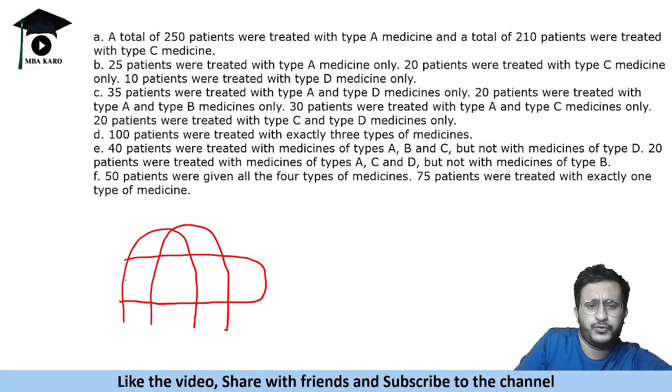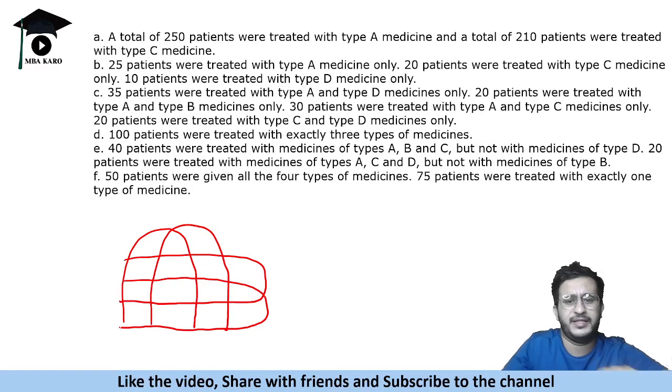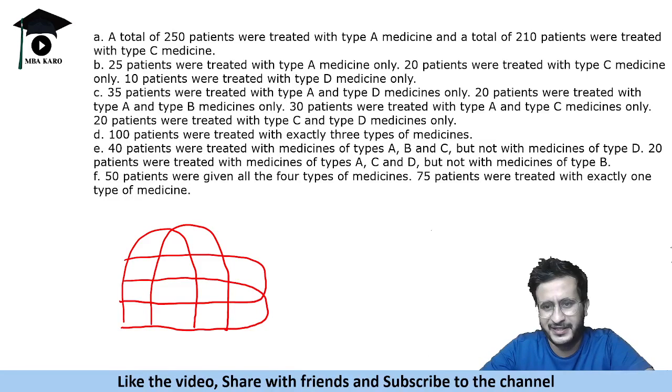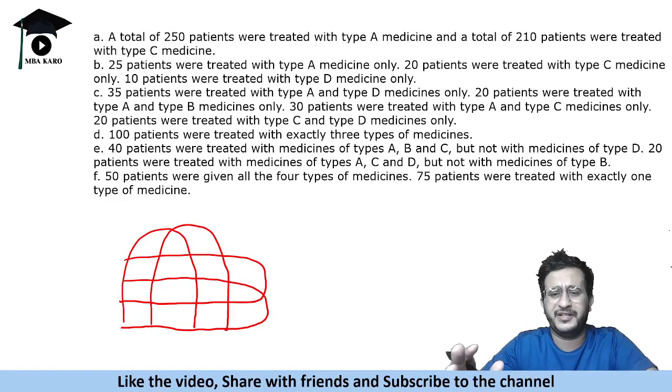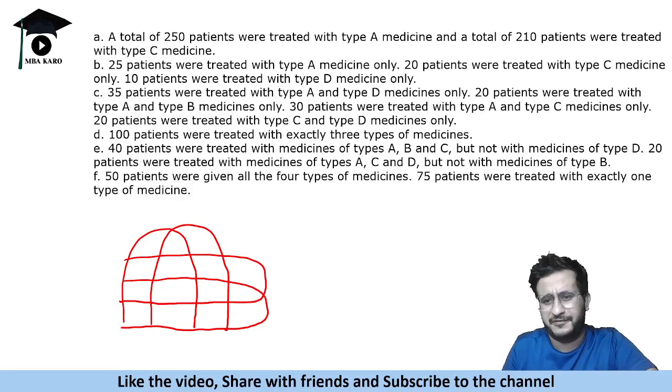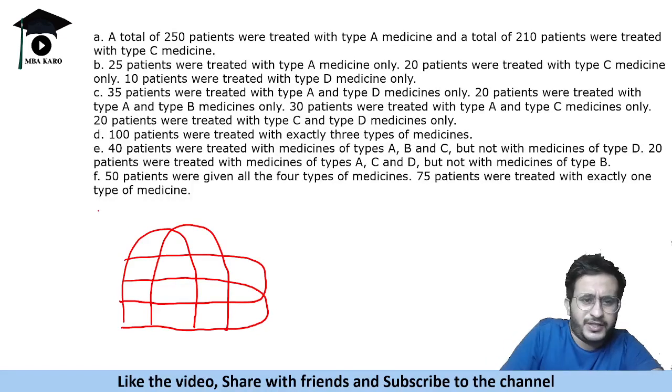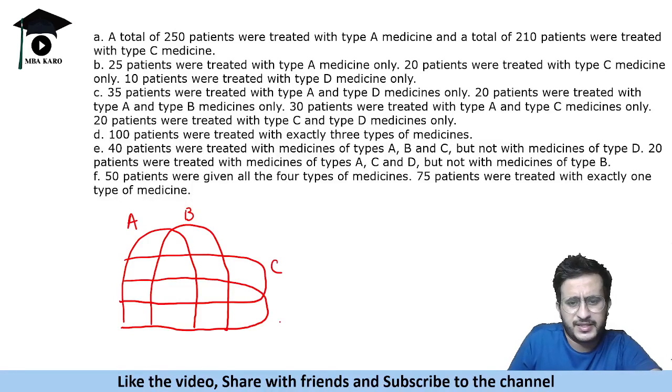The ones who knew how to draw a four-set Venn diagram would have done this question easily, and depending on your speed, a fast person could have done it in 5 minutes. An average student might have taken 6 to 7 minutes, but definitely it was not beyond 8 minutes because it was just about filling these values in this Venn diagram. So let's say this is A, this is B, this is C, and this is D.